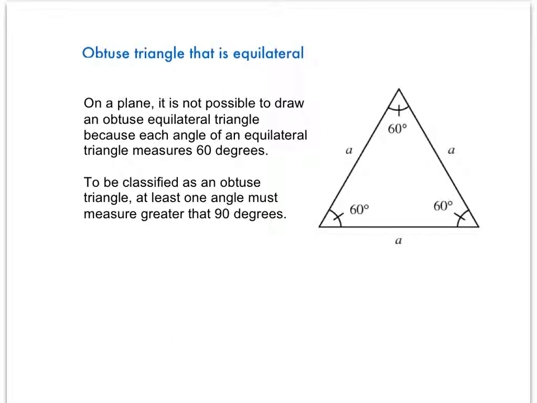Can we draw an obtuse triangle that is equilateral? On a plane, it is not possible to draw an obtuse equilateral triangle because each angle of an equilateral triangle measures 60 degrees. To be classified as an obtuse triangle, at least one angle must measure greater than 90 degrees.